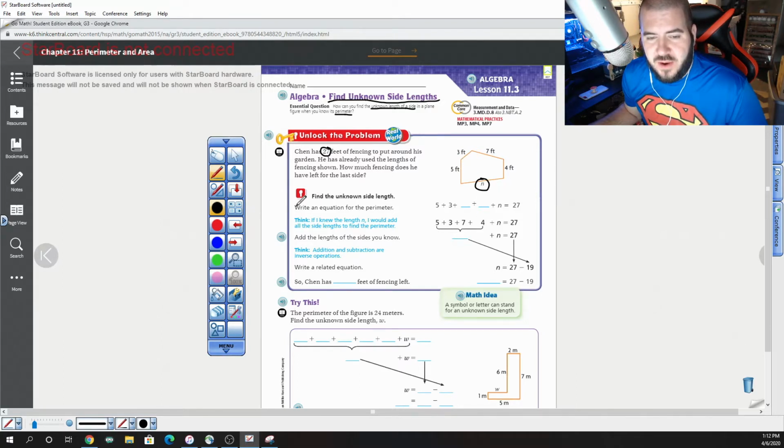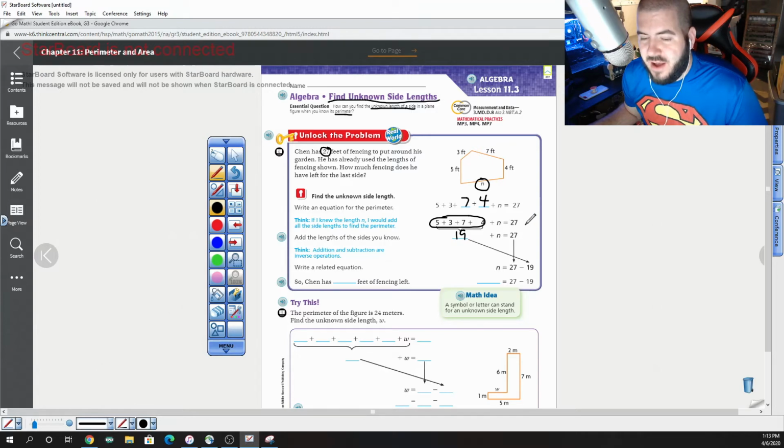To find this, we're going to write an equation for the perimeter. So our equation is going to be 5 plus 3 plus blank plus n plus blank equals 27. And we can fill in these blanks with, so 5 is here, 3 is here. So this is going to be 7, okay? And this is going to be 4. All right. And what we can do is add those numbers together. So 5 plus 3 is going to be 8, plus 7 is 15, plus 4 is 19. We know all of those sides added together are going to be 19. So 19 plus n equals 27.